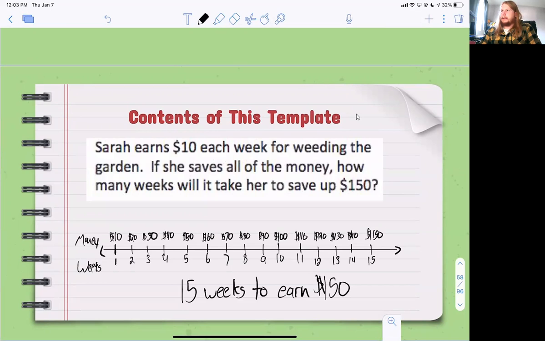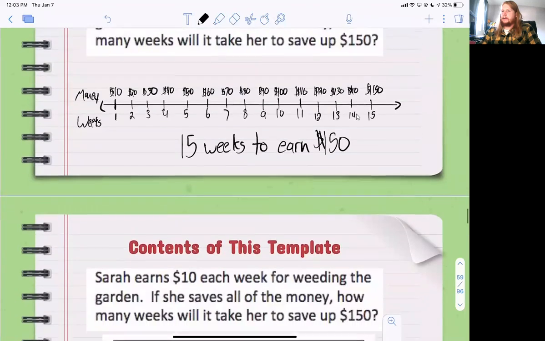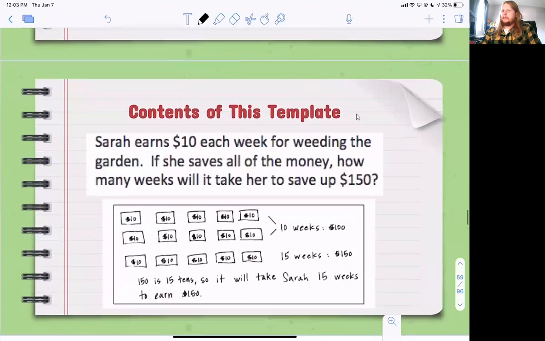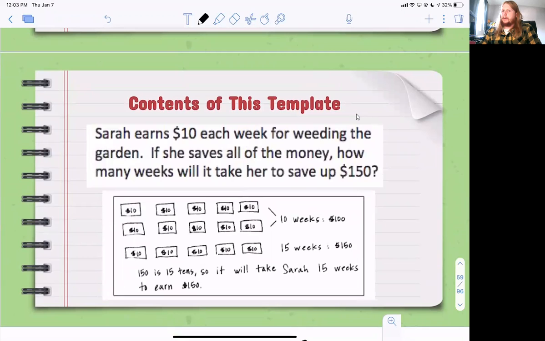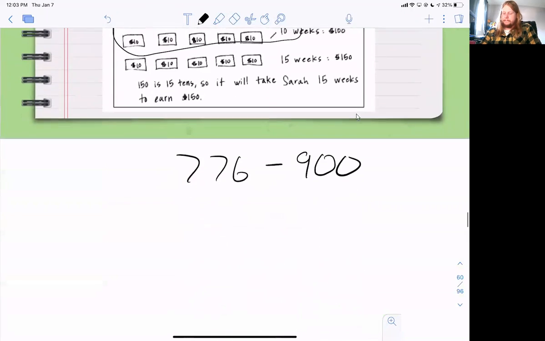Now let's look at what they did in their example. Well, in their example, they wrote out the actual money, and then they combined these 10 into 10 weeks, which equaled $100. And then they added 5 more $10 bills to make 150. So 150 is 15 tens, so it will take Sarah 15 weeks to earn $150.